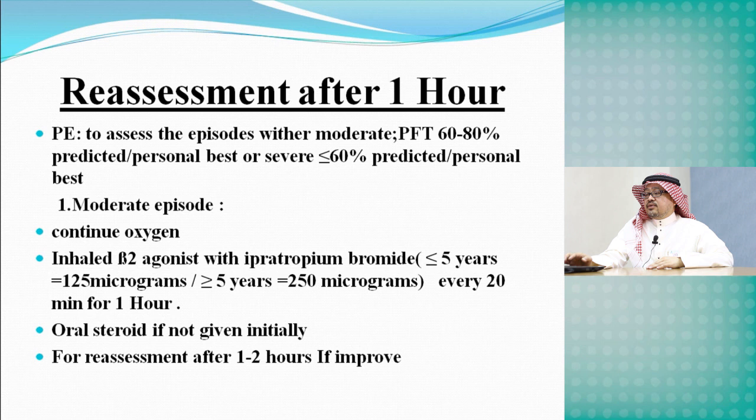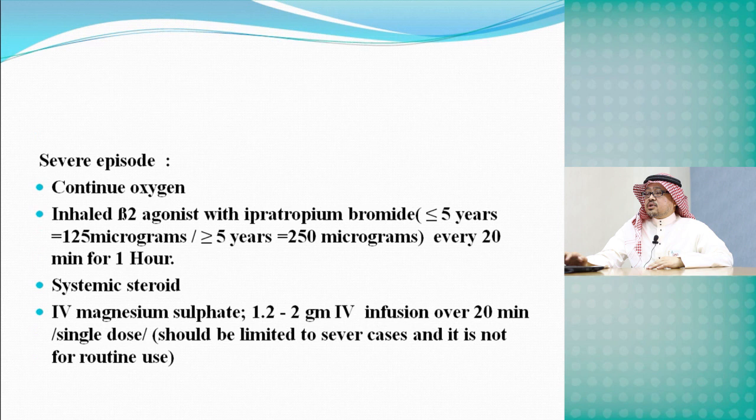If he improved clinically, fine. In a severe episode, continued oxygen should be given, and inhaled beta agonist with ipratropium bromide: for children less than 5 years, 125 microgram, and for children more than 5 years, 250 microgram every 20 minutes for 1 hour. We should start the systemic steroids. IV magnesium sulfate should be considered as an IV infusion over 20 minutes as a single dose, limited to severe cases, and it is not for routine use.